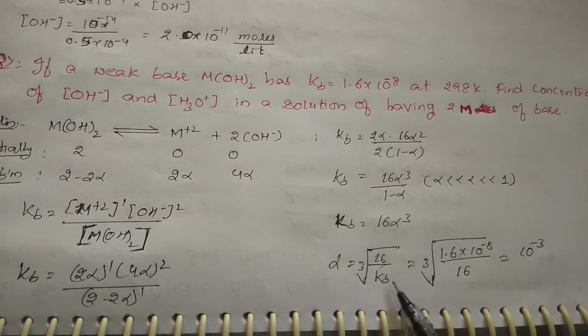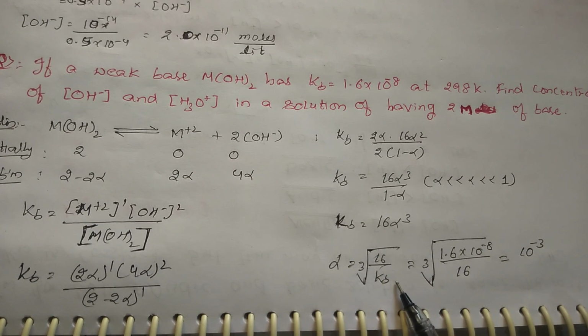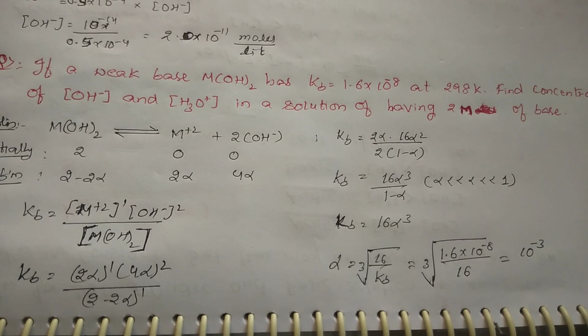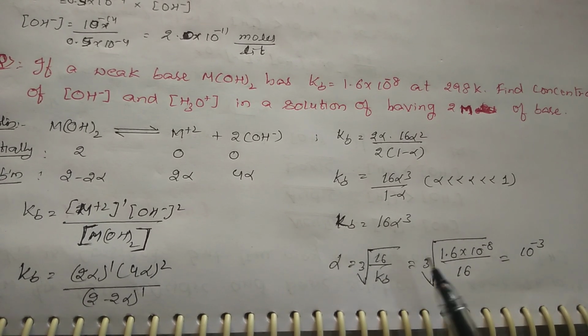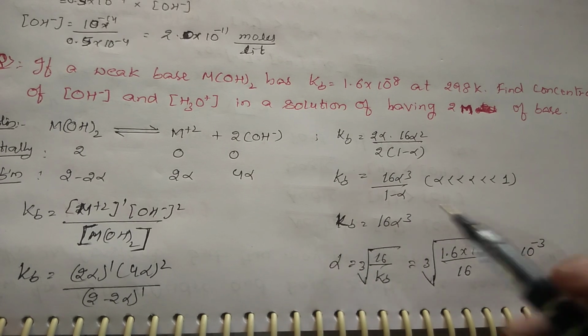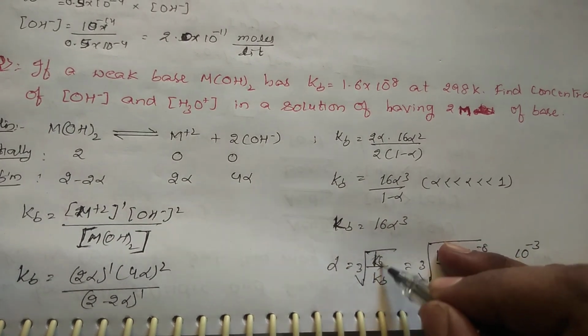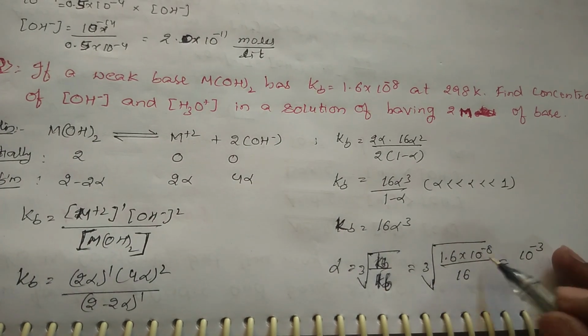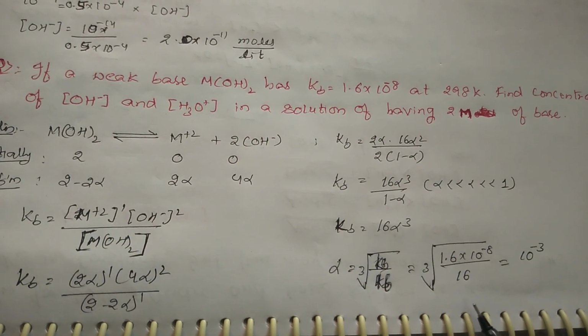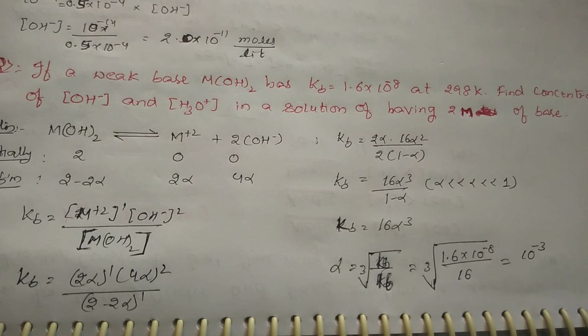And alpha will be equal to cube root of Kb by 16. And Kb has been mentioned as 1.6 into 10 power minus 8. You substitute the value, okay students. So this is Kb by 16. So Kb is 1.6 into 10 power minus 8 by 16. You will be getting 10 power minus 3.